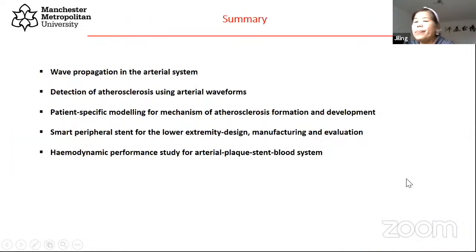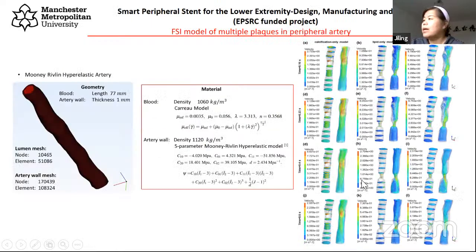So through these results, we can prepare the CFD or FSI model for the next stage. We will implement the stent into this model for further investigation of the effect of different types of stent, different designs of the stent, how this will relate to the flow performance, and how this will affect the arterial wall movement. Okay, so that is the brief introduction to my research.